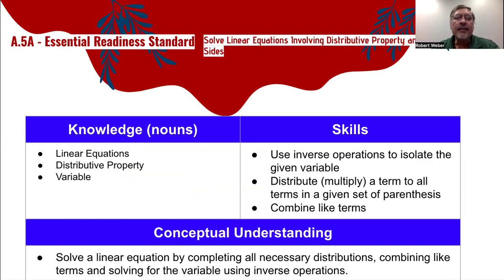So you can see from the Commit Partnership framework as far as breaking down the TEK, the knowledge are the nouns. Students need to know linear equations, distributive property, and the variables. The skills are listed there, and basically they're solving that linear equation by completing all necessary distributions, combining like terms, and solving for the variable using inverse operations.